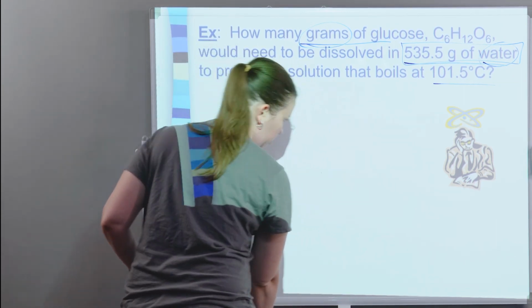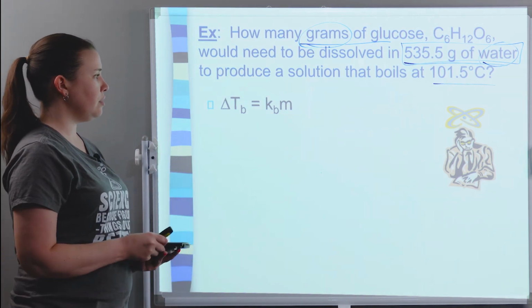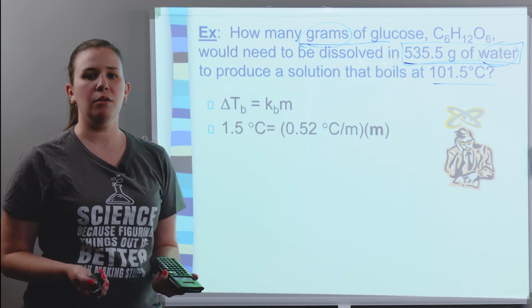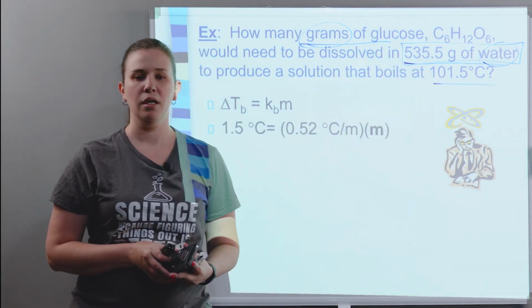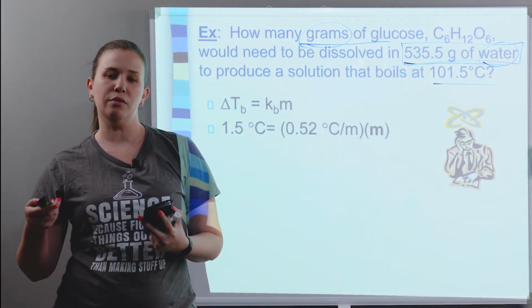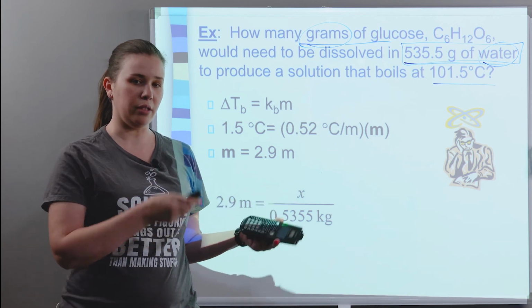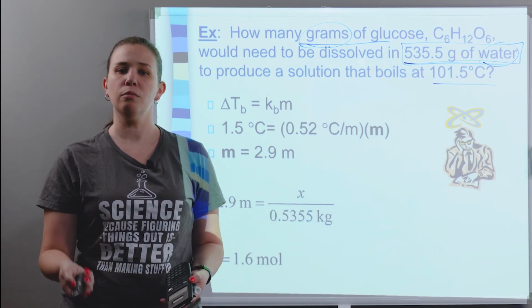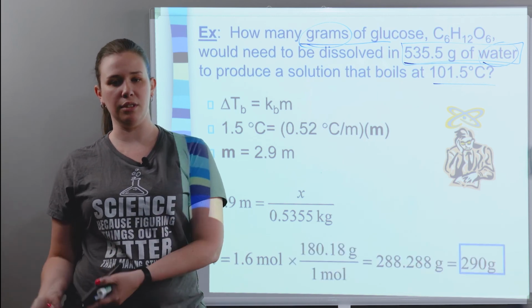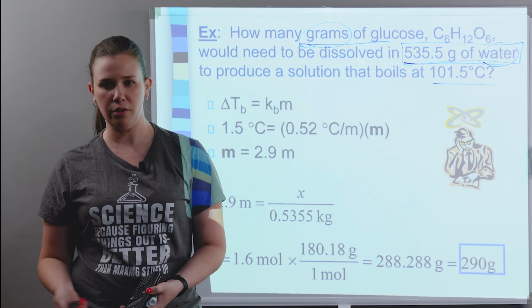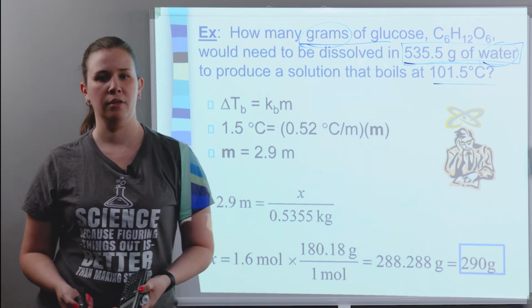So let's use the PowerPoint to recap. First, I used the delta T formula, where delta T is equal to Kb times the molality. Then I was able to plug in the delta T by finding the difference from 100 and using the Kb in order to solve for the molality. That molality could then be plugged into the molality formula in order to solve for the moles of the solute. Then we were able to multiply by the molar mass in order to get the actual grams of the solute in the end, making our final answer 290 grams.